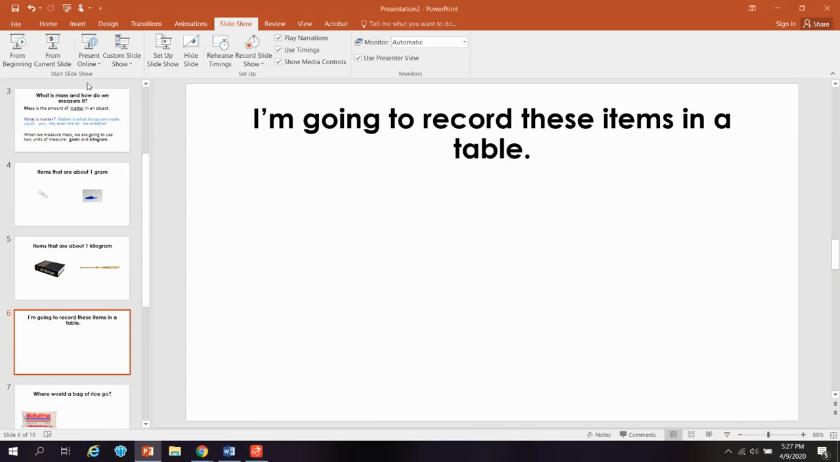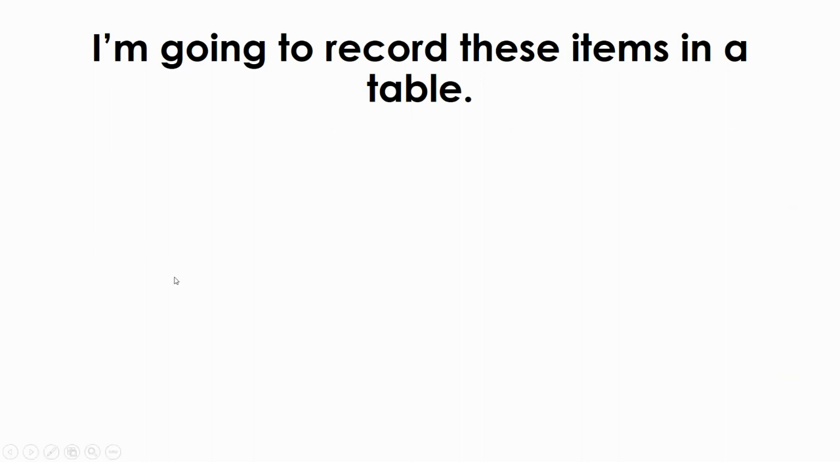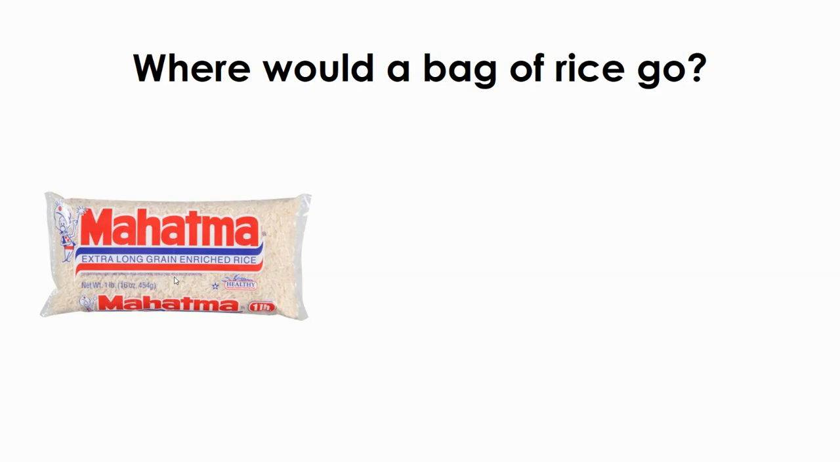All right. So let's take a look at some more items and decide, would that be an item that's about a gram or a kilogram? So take a look at this next one. Where would a bag of rice go? Well, I'm trying to think between a paper clip and a dictionary. Paper clip being the gram, a dictionary being a kilogram. I feel like a bag of rice is almost like the same mass as a dictionary. It would feel just as heavy as a dictionary. It would definitely be heavier than a small paper clip.